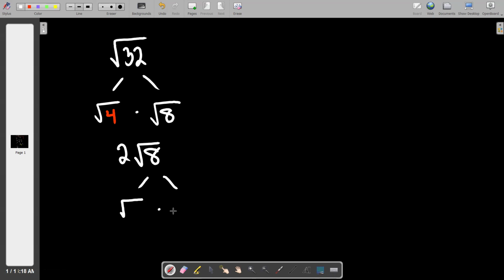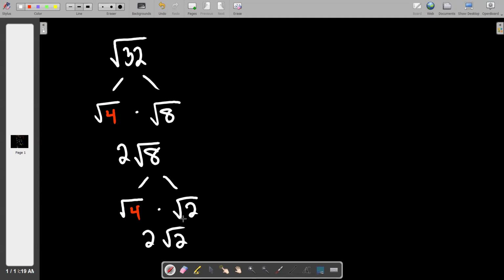So branch, branch, root, root. You know how factor trees go, they grow, but then sometimes they keep growing off of their own branches. What does 8 break down into? 4 and 2. Which gives me down here 2 root 2.